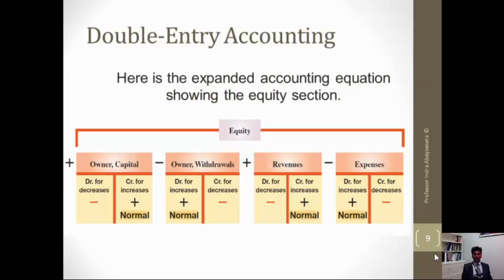And here's that expanded equation, expanding the equity. Again, the capital is normally recorded on the credit side. Withdrawals or drawings are normally recorded on the debit side. Revenue and expenses are also part of equity. Revenue is normally recorded on the credit side, and expenses are normally recorded on the debit side.